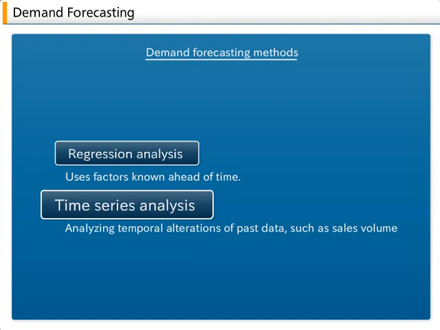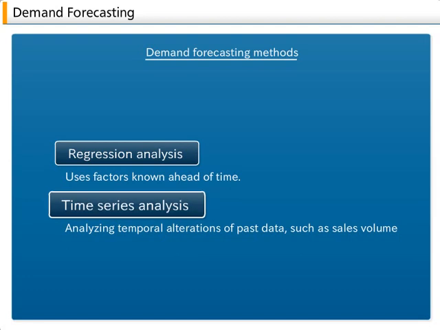Time series analysis is a forecasting method that uncovers patterns by analyzing temporal alterations of past data, such as sales volume. A typical forecasting method based on time series analysis is the moving average method. Here, we provide a general description of the moving average method and least squares method.